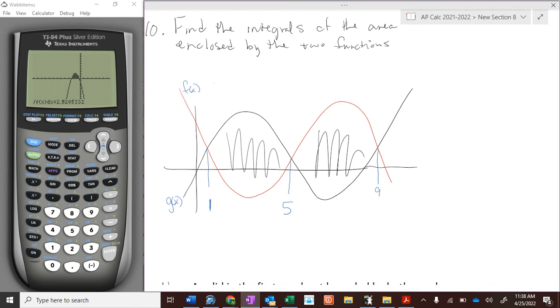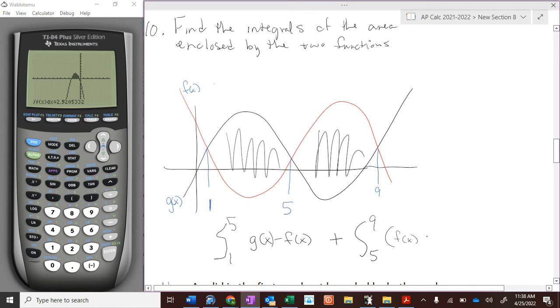So they're two separate integrals that we add together. It's the integral from 1 to 5 of g of x minus f of x, and then we add on the integral from 5 to 9 of f of x minus g of x.